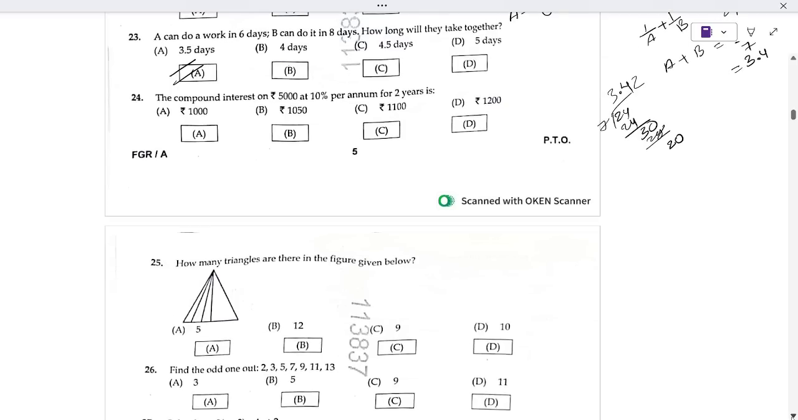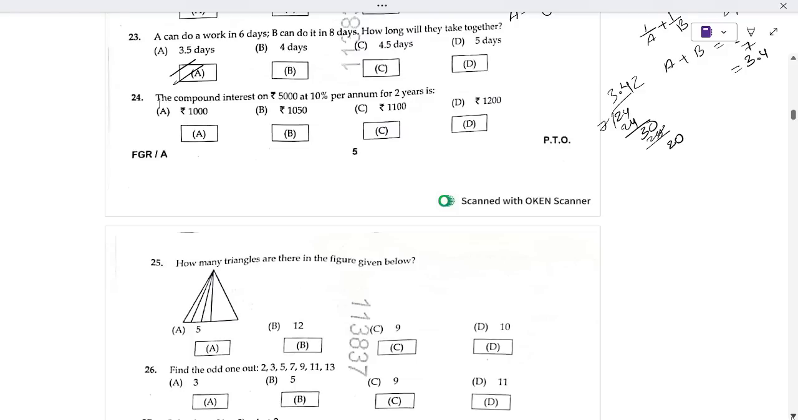Okay, next one is what, compound interest. Well, we don't have to apply the formula, we can do it right away. Right, the question is, suppose compound interest on 5,000 rupees, that means principal is 5,000, at 10% rate of interest per annum for 2 years. How much will the interest be? It is for 2 years.